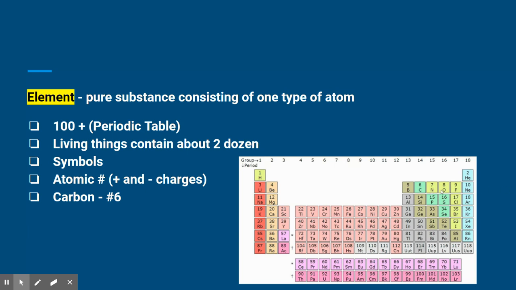Probably talked about that last year, just going from 7 to 8, 16 to 17 dramatically changes what the material is and its properties, how it looks, how it behaves.